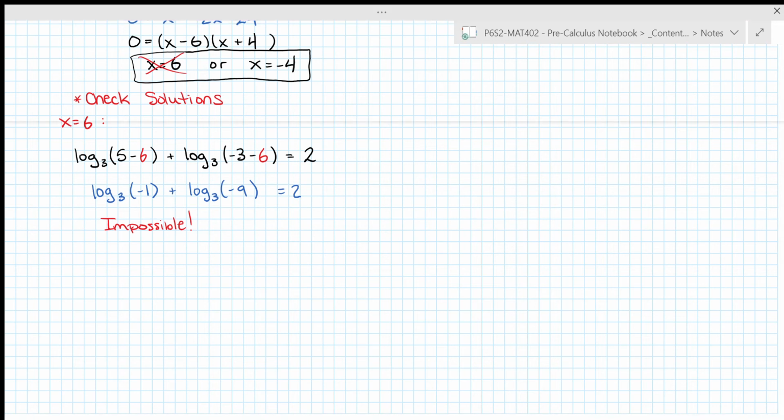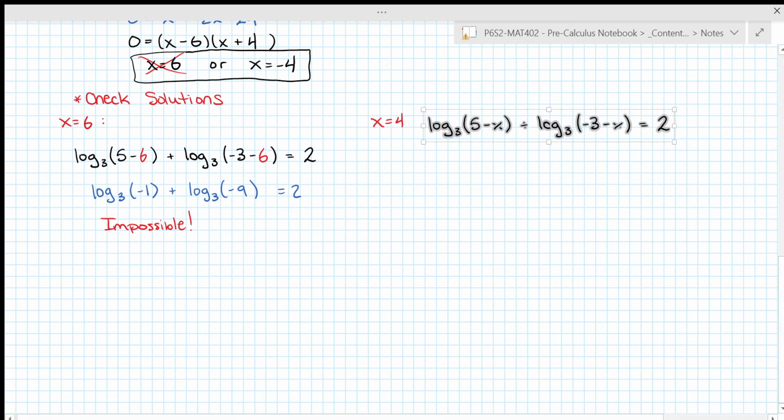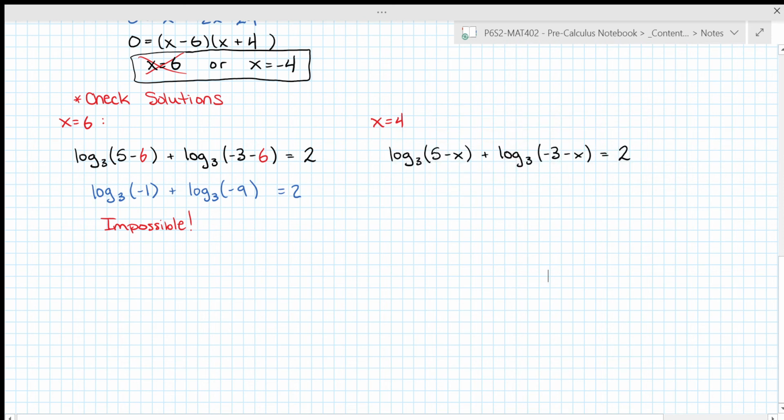All right, sorry. Let's try x equals negative 4. So again, I've got the equation. I want to check it in this very first equation here, where I'm going to replace my x's with negative 4. So it's 5 minus negative 4, or negative 3 minus negative 4. If I do that, I get the log base 3 of 5 minus negative 4, which is 5 plus 4, is 9, plus the log base 3 of negative 3 minus negative 4, which is negative 3 plus 4, is 1. It's equal to 2.